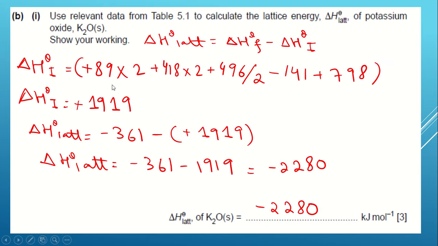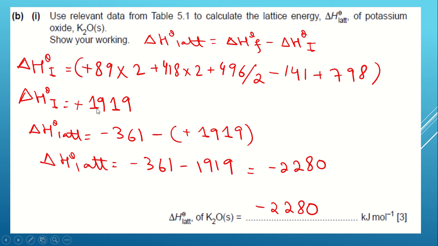First of all, you should calculate delta H standard I, which is equal to the sum of all of these enthalpies. After calculating this, you will get 1919, that is delta H standard ionization.